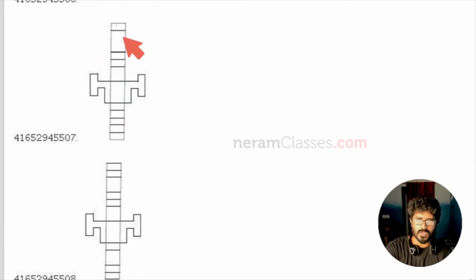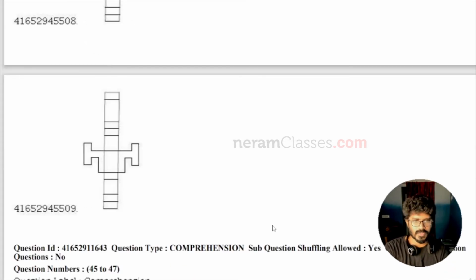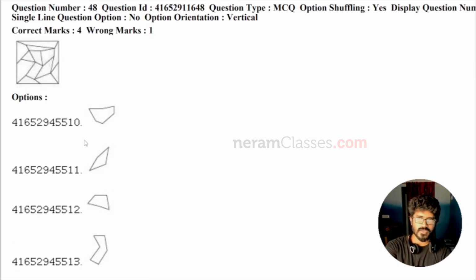Now option 2 is 1, 2, 3, 4, 5, 6, 7, 8, 9, 10, 11. 2 is also a wrong option. The third has 11 as well, so the third is also a wrong option. And the fourth might be the answer because that is the one left out. 1, 2, 3, 4, 5, 6, 7, 8, 9, 10. So 4 is the correct option because this also has 10 number of sides. Also the question figure had 10 number of sides. Answer is the fourth option.